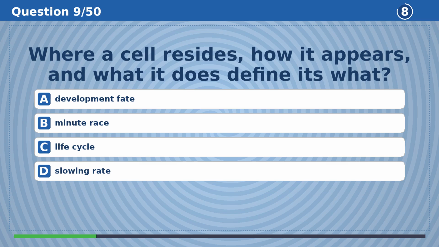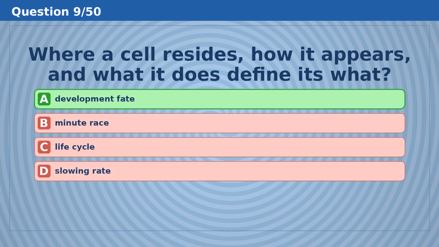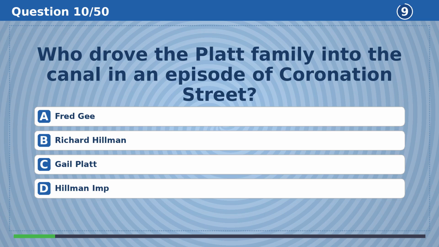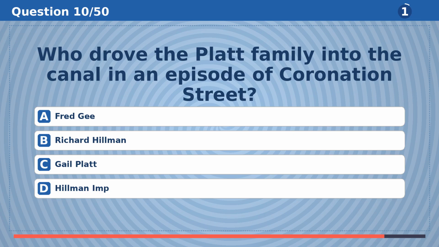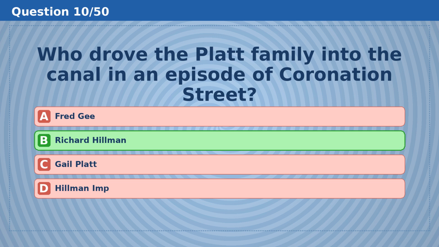Where a cell resides, how it appears, and what it does define its what? The answer is A. Development fate. Who drove the Platt family into the canal in an episode of Coronation Street? The answer is B. Richard Hillman.